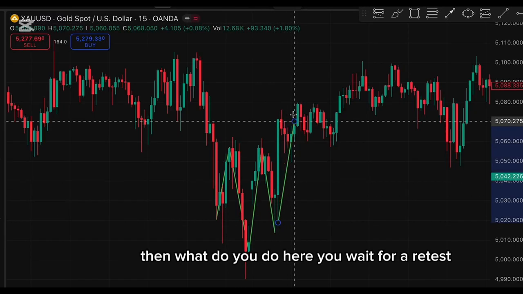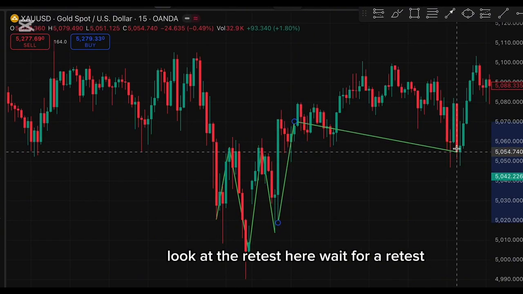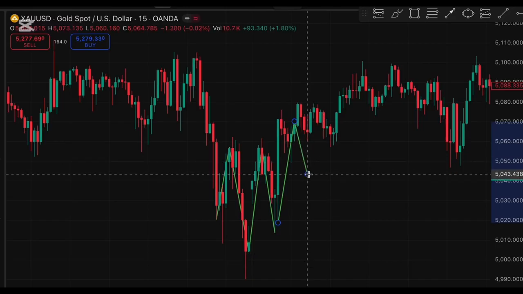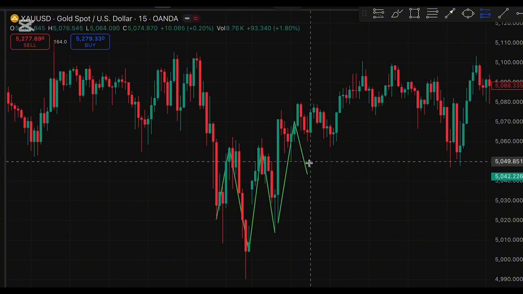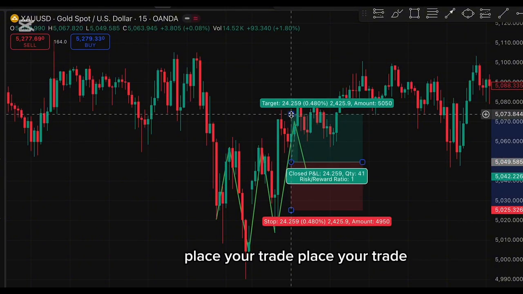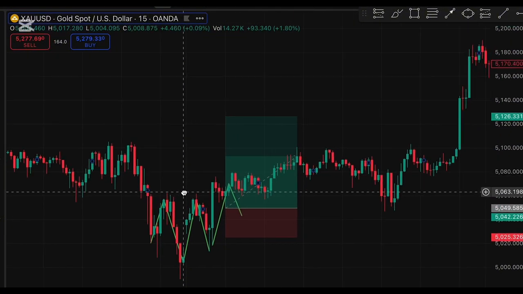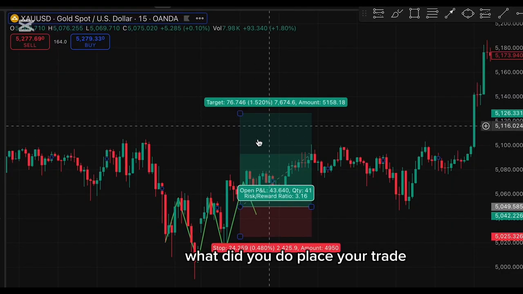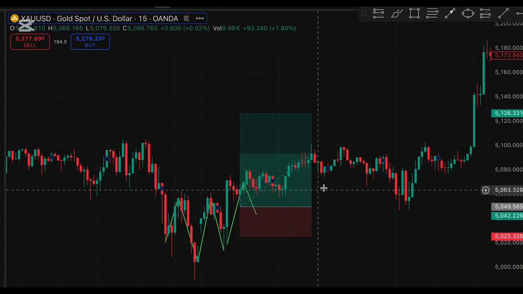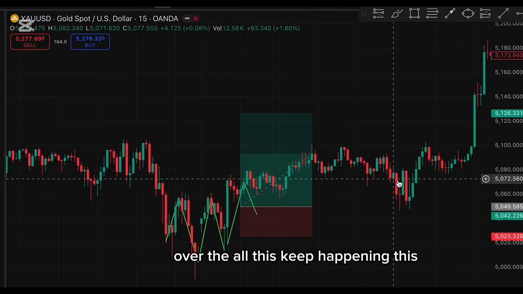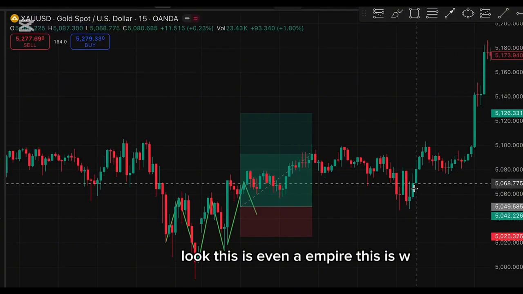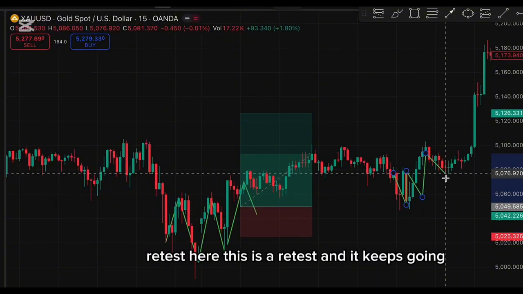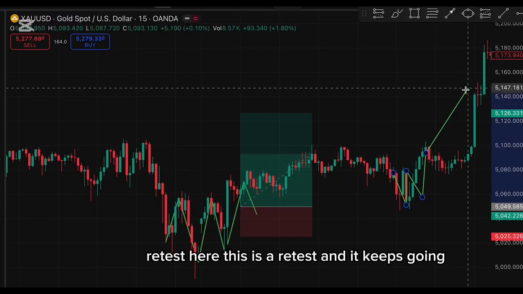Then what do you do here? You wait for a retest. Look at the retest here. Wait for a retest. Place your trade. What do you do? Place your trade. All this keeps happening. This is even an M. This is W. In the lower time frame, I'm sure it shows this is a W, retest here. This is a retest. Then it keeps going.